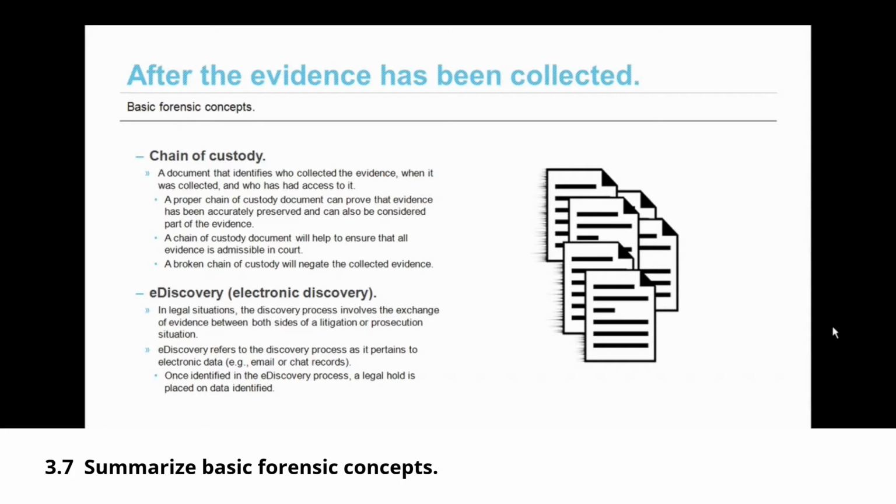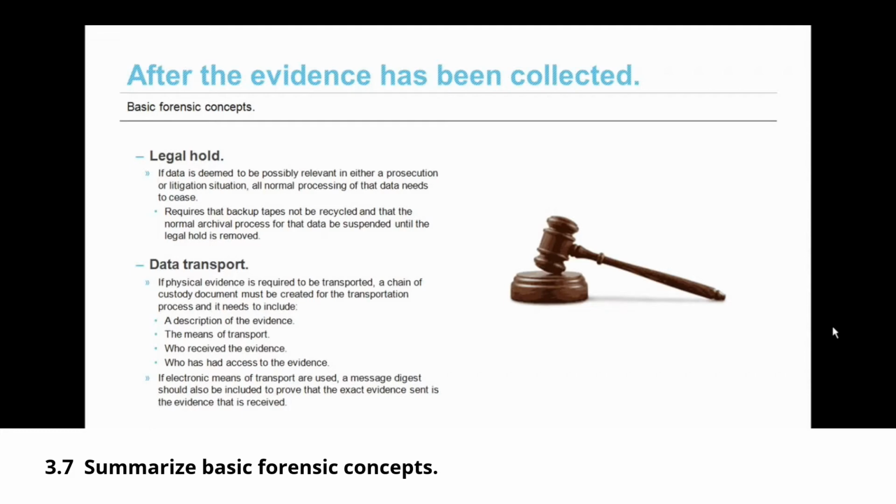Once identified in the eDiscovery process, a legal hold is placed on the data that has been identified. A legal hold occurs when data has been deemed to be possibly relevant in either a prosecution or litigation situation. If a legal hold occurs, all normal processing of that data needs to cease. That data needs to remain in the state that it was in during the eDiscovery process. So a legal hold requires that backup tapes not be recycled and that the normal archival process for that data be suspended until the legal hold is removed.